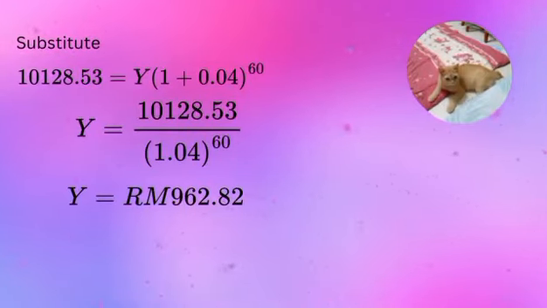Then we substitute the numbers: 10128.53 equals Y multiply (1 plus 0.04) power of 60. We change the Y to the front and put the right numbers into the places, with 1.04 to the power of 60.